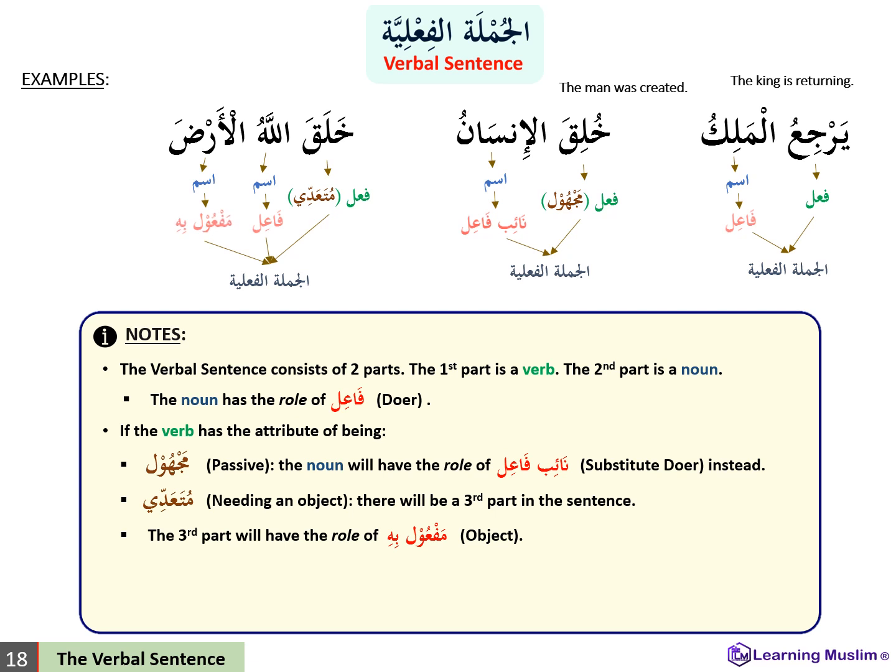Then we have another scenario where the verb is active, but it demands that there should be a direct object to affect its meaning upon. So in that case, we will have three parts in that sentence. It's going to be the verb, the noun that comes after it, which will take the role of doer, and another noun or sentence that will take the role of direct object, and that would then complete that verbal sentence.